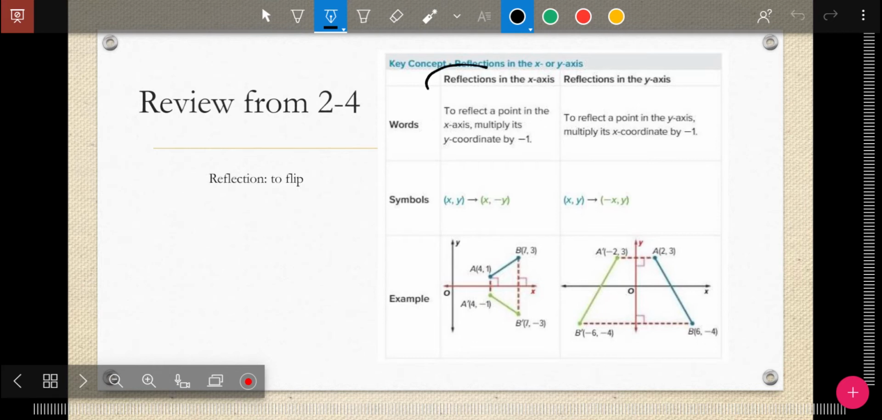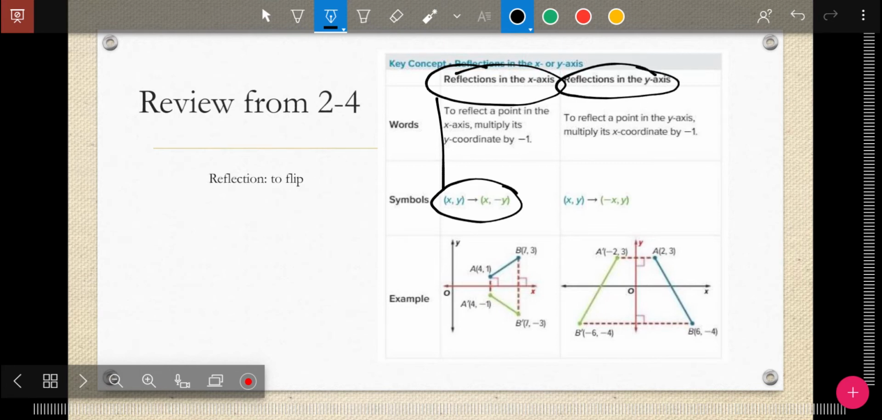Please make sure you know that reflections in the x-axis go with this particular rule: xy becomes x, opposite y. And reflections in the y-axis go with this particular rule: xy becomes opposite x, y. Again, reflection means to flip, and so these were flips across the horizontal or x-axis and the vertical or y-axis.